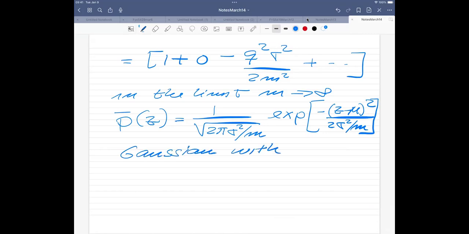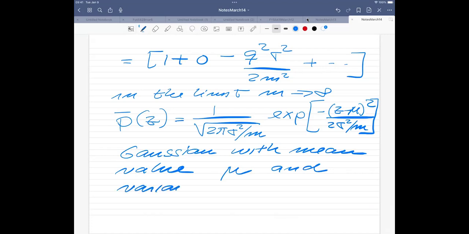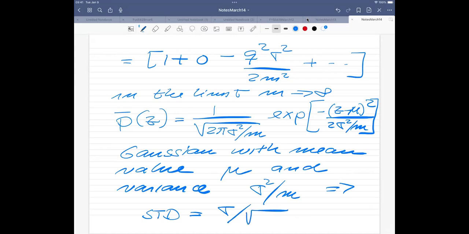So that's a Gaussian with mean value mu and variance sigma squared divided by m, which means that the standard deviation is going to be equal to the famous result, which you have seen many times, sigma divided over square root of m. And this sigma squared is actually the variance of a single experiment.